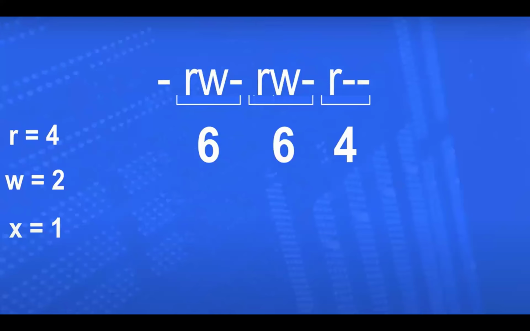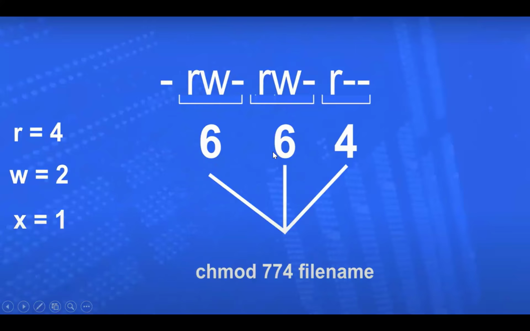Got it? So now if I'm changing the permission to 774, what does that mean? 7 means... I mean, it should not exceed 7, right? Generally.